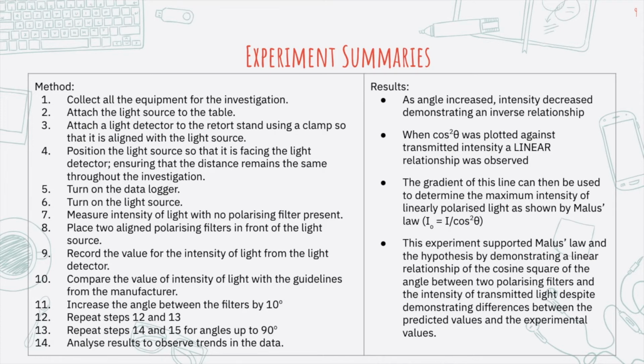So here we want to make sure that we discuss our results and what the implications of those results were. So we see here as the angle increased, the intensity decreased, demonstrating an inverse relationship. And it's important to pull out these relationships to discuss later in some potential questions. We should also try and tie this to any formula from the syllabus. So here we see that Malus's law can be used to show the relationship between the intensity and the cosine squared of the angle between the two lenses. And this should also produce a linear relationship.